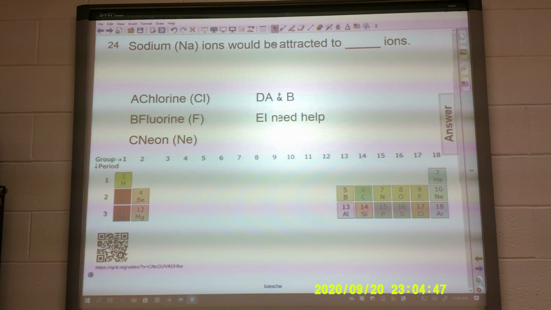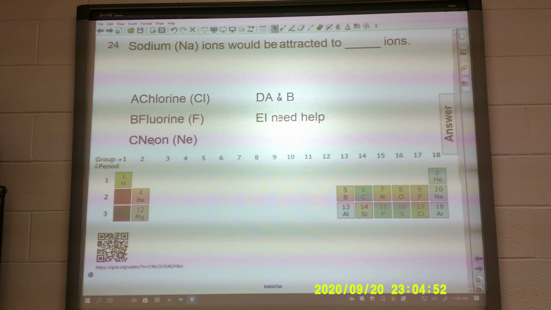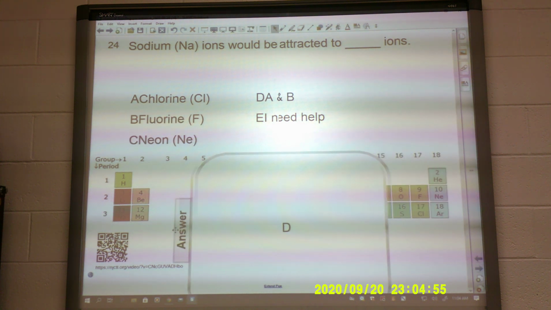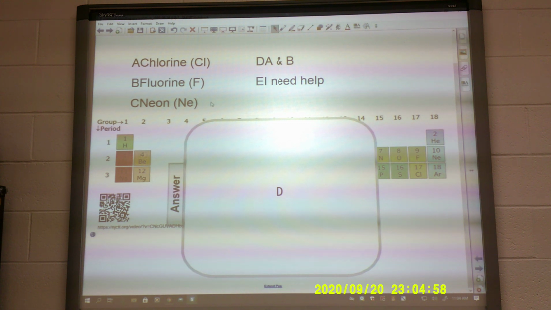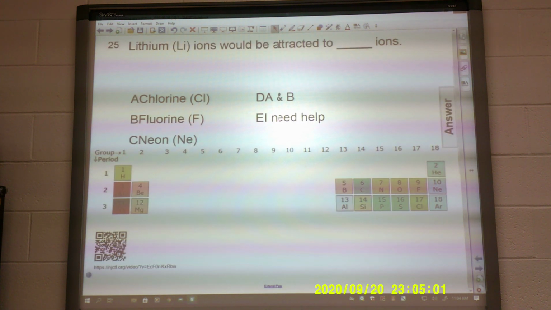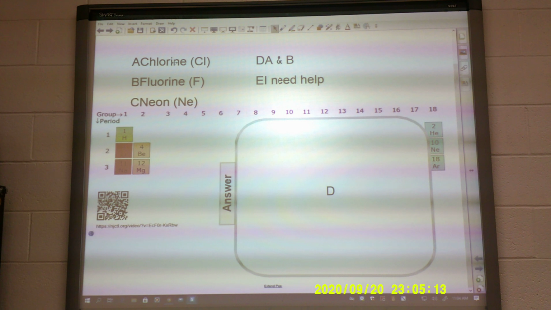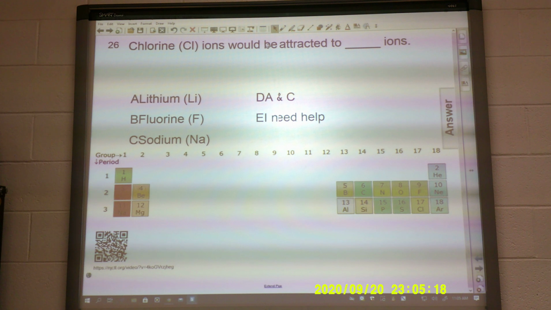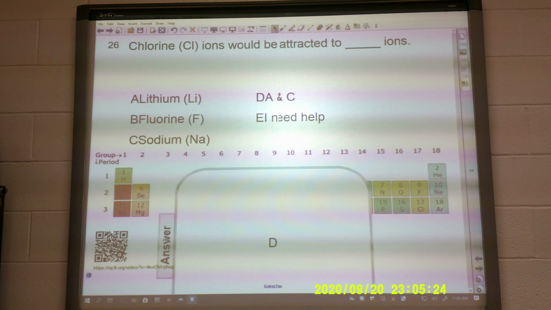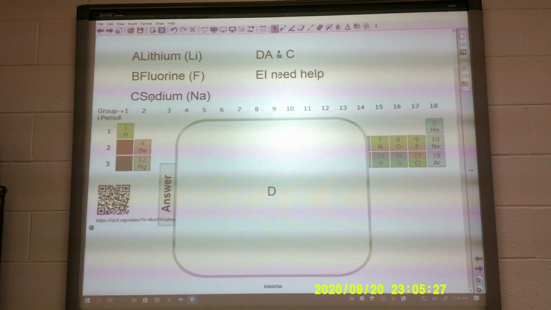Sodium ions would be attracted to what kind of ions? Chlorine, fluorine, neon, A or B, or I need help. It would be D, chlorine and fluorine. Lithium ions would be attracted to what kind of ion? Let's find lithium. Lithium's down here, and it would be attracted to chlorine and fluorine. Chlorine ions would be attracted to lithium, fluorine, sodium, or A and C, and it is A and C, lithium and sodium.